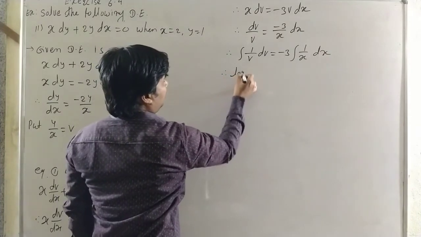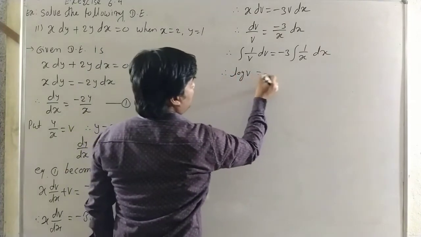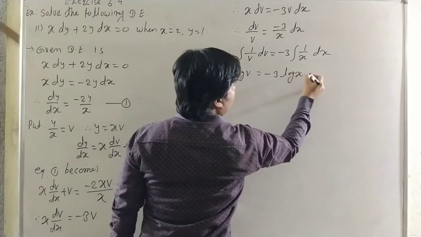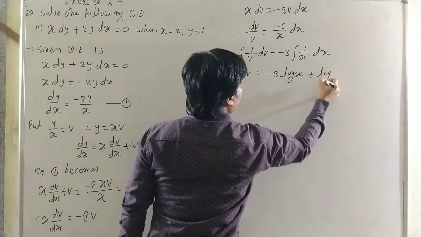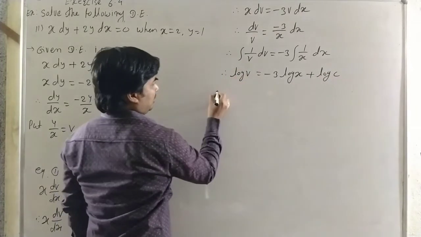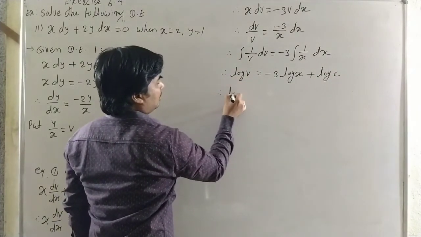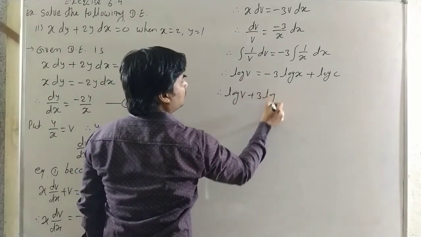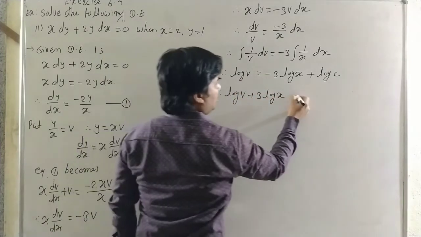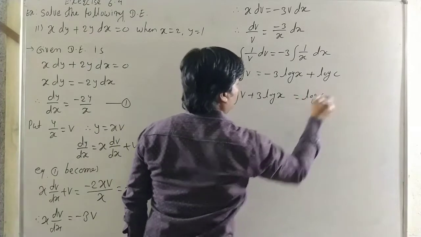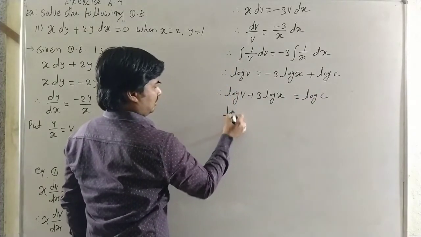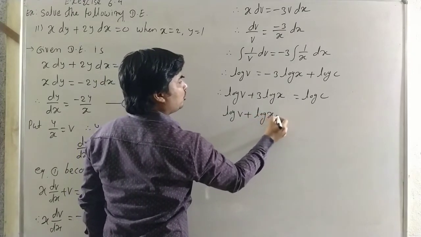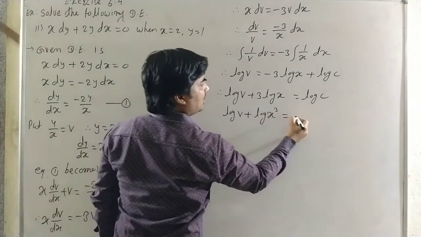It is log v is equal to minus 3 into log x plus log c. Then minus 3, here we will plus: log v plus 3 into log x is equal to log c. Then log v plus log x cube is equal to log c.